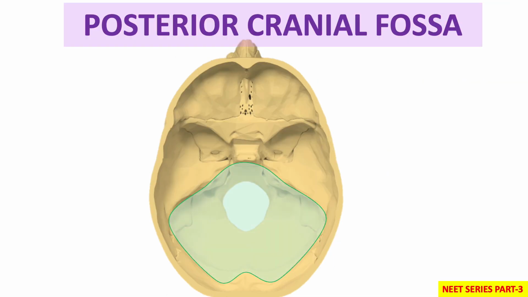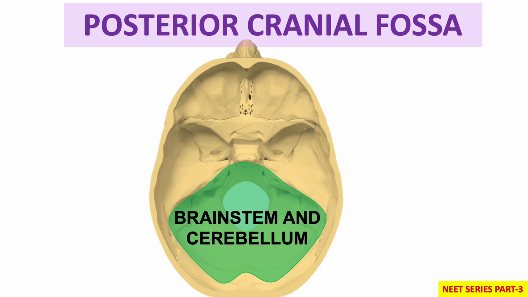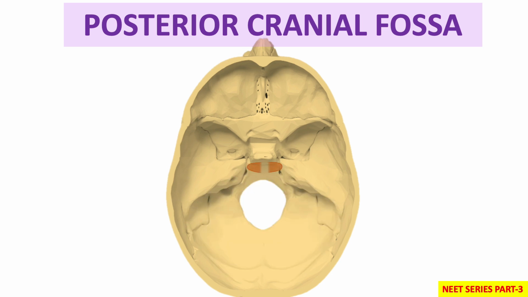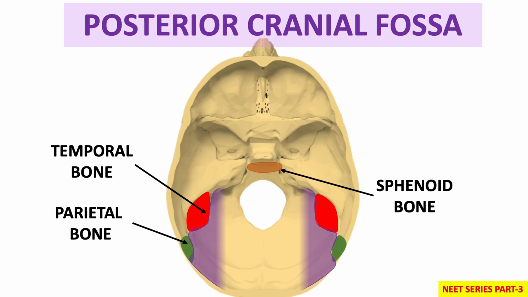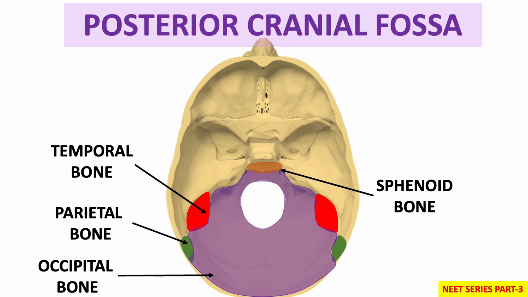So look at the figure. The part which is highlighted in green is the posterior cranial fossa, and this is the most posterior aspect of the skull. It houses the brainstem and the cerebellum part of the brain. Now it is composed of the sphenoid bone, then on the side we have the temporal bone, then we have the parietal bone, and the larger part is made up of the occipital bone.